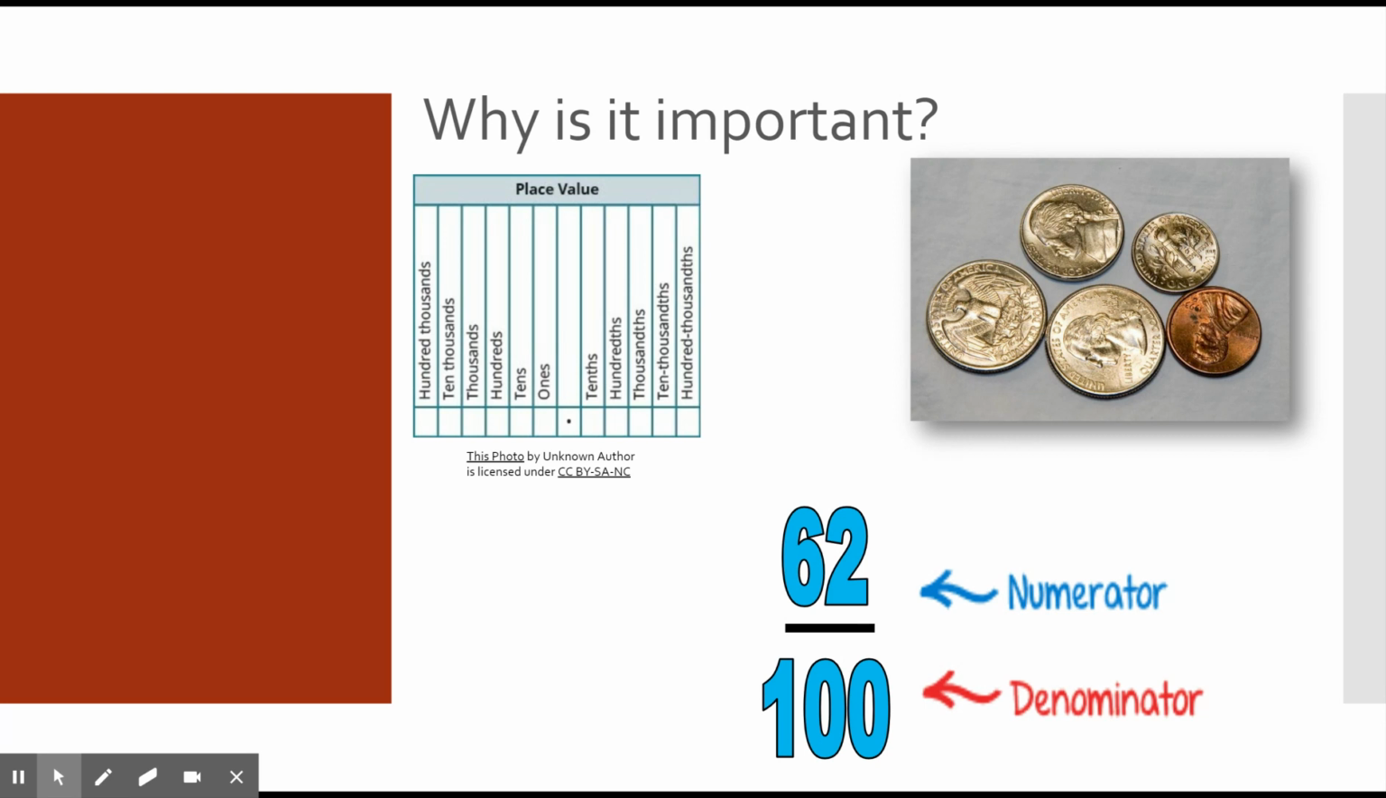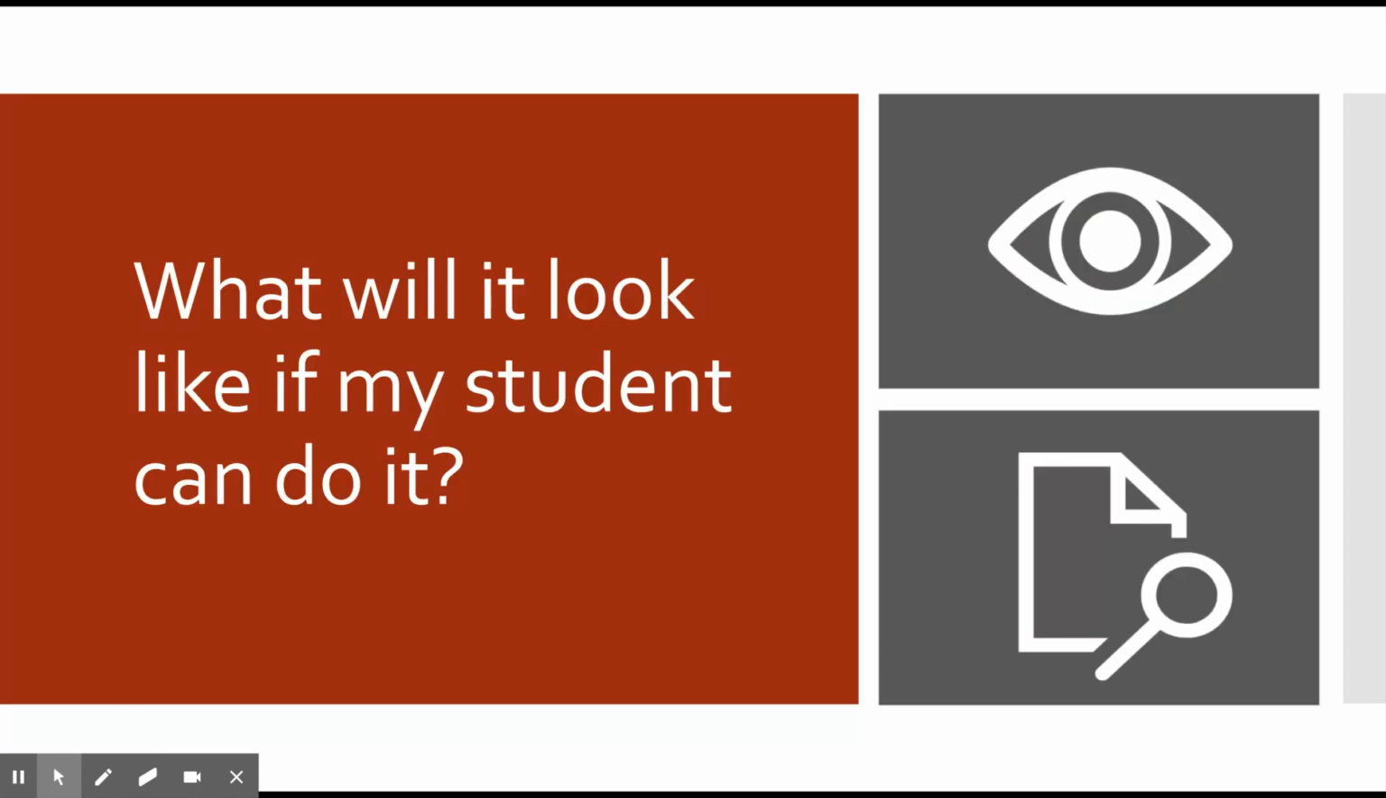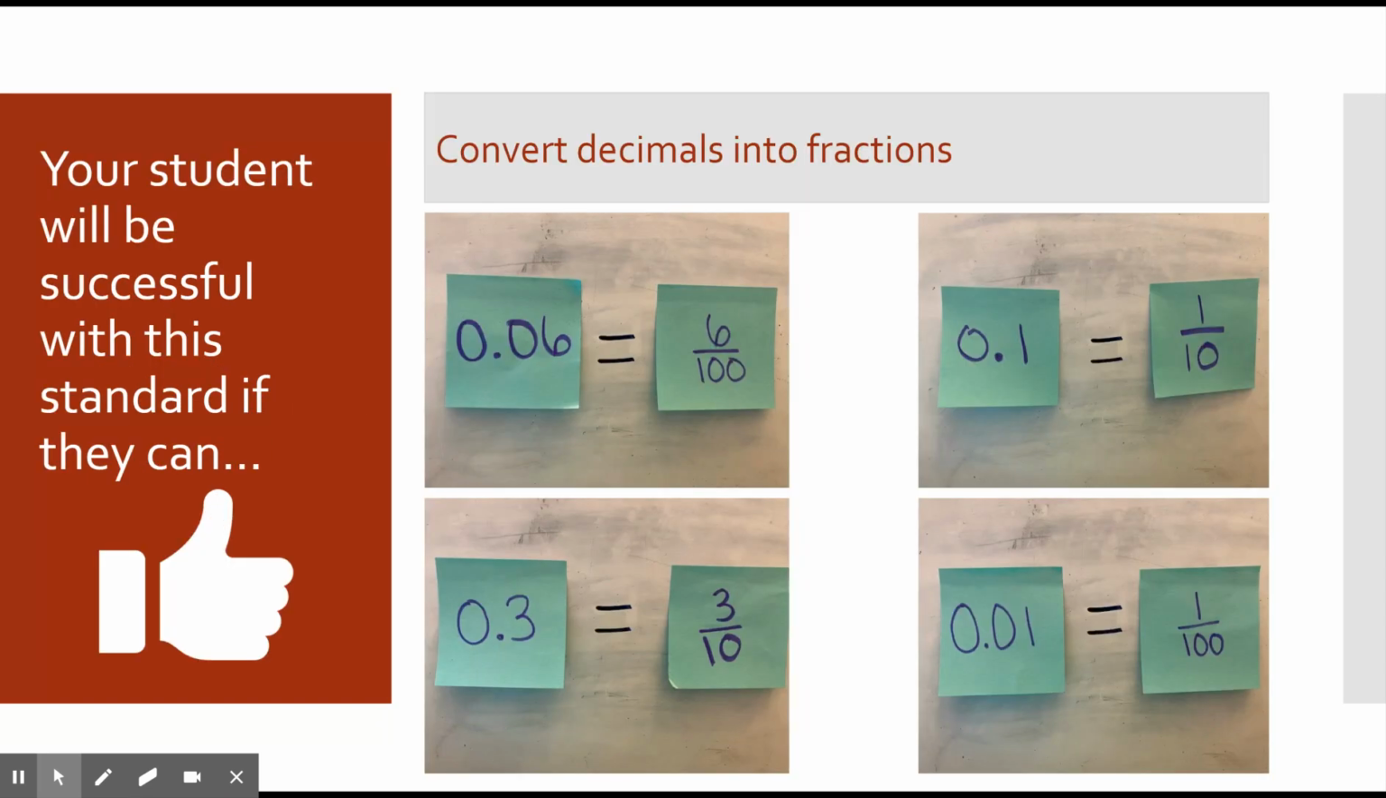This is important for your child to make the connection that a number can be represented as both a fraction and a decimal depending on how and when they encounter the number. In later grades, they work in depth with decimals. In the following slides, there are some examples of what mastery of this standard could look like.